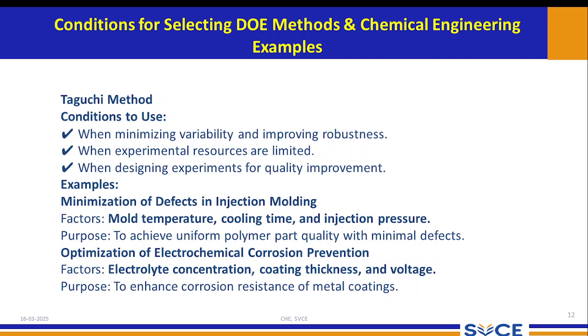The second part, optimization of electrochemical corrosion prevention. So when you want to go for corrosion prevention, then we can go for Taguchi method. The factors are electrolyte concentration, coating thickness, and voltage. Are these dependent variables or independent variables? Independent variables. So the purpose is to reduce the corrosion, that means to enhance the corrosion resistance. Okay, if you enhance the corrosion resistance, that means corrosion will not occur. That's the meaning, right? So in that method, we can go for Taguchi method.